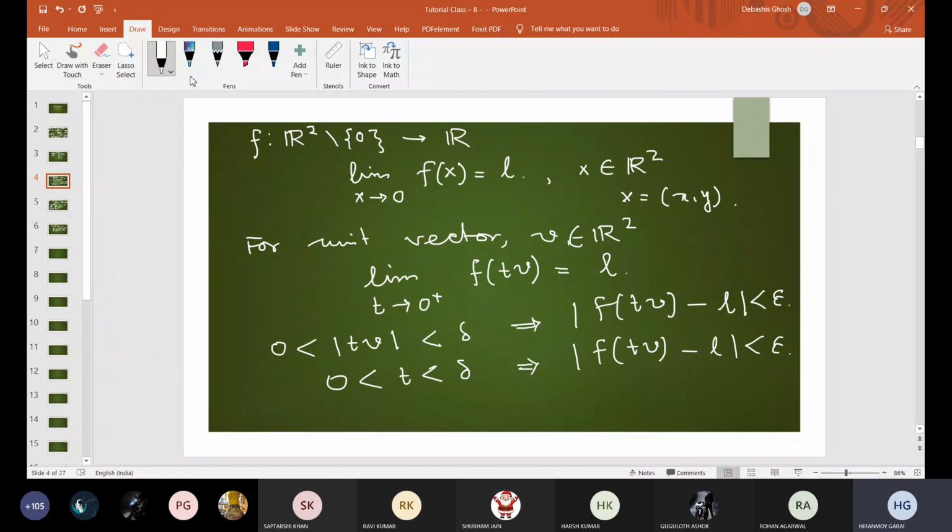Sir, in this problem we have only x, in terms of x, but in the next problem it is x comma y, no sir? No, that is not x. That x is having two components x and y. That x is a member of R2. X is an element of R2.